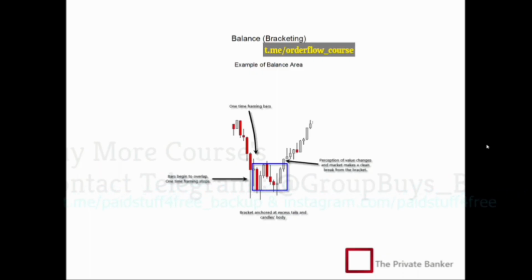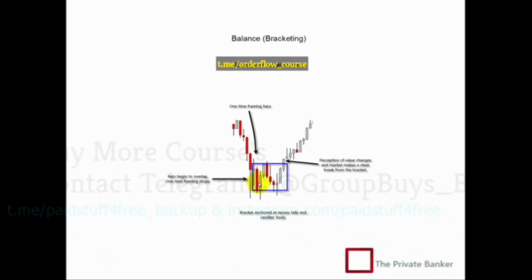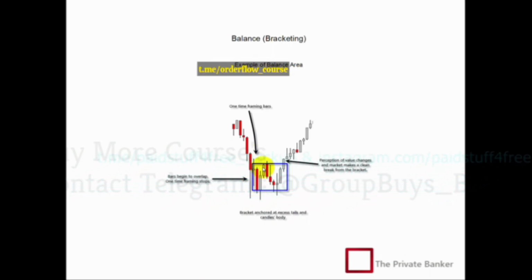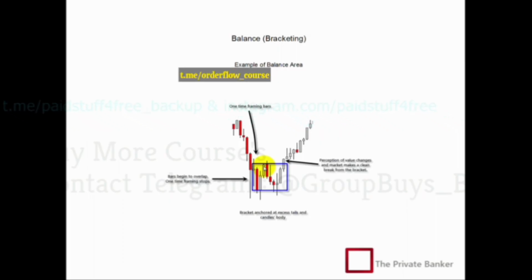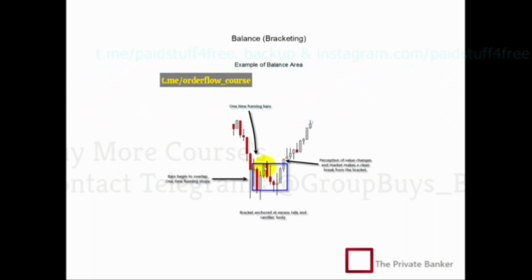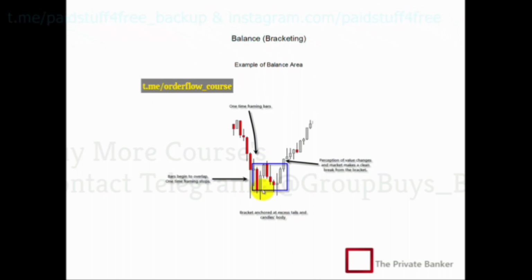So here's an example of a bracket. What we see here is we have price bars that are one time framing lower, so we've got a sell side imbalance. And then finally we see the bars begin to overlap each other, and ultimately that one time framing stops. That's always the first heads up that the market is potentially coming into balance. So we establish the high end of that range, and then of course it rotates right back to the low end of that range.